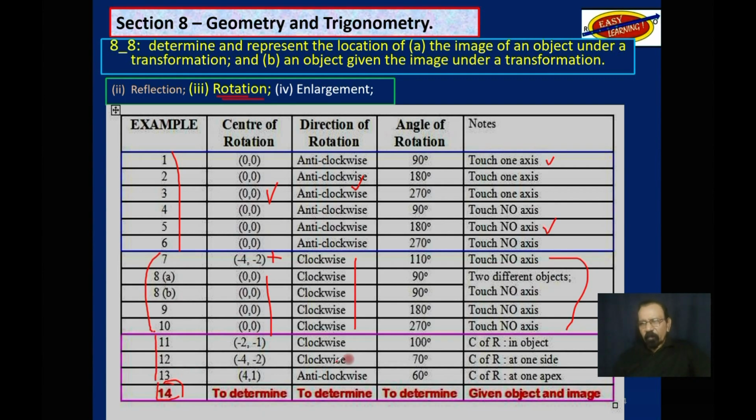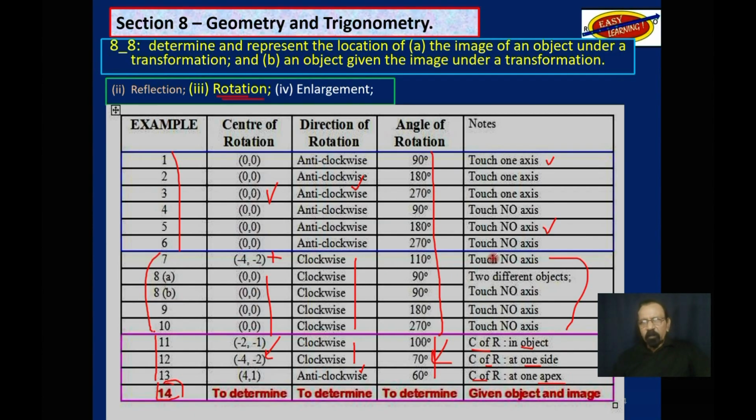11 to 13, 2 are clockwise, 1 is anti-clockwise. And now we are not dealing with angles of 90 degrees, because all of these were multiples of 90 degrees. These are not 90 degrees, and these are not the origin. In one case, the center of rotation is in the object, not of the object. In another case, it is at one side of the object, at the side. And in the third case, it is at the apex of the object.